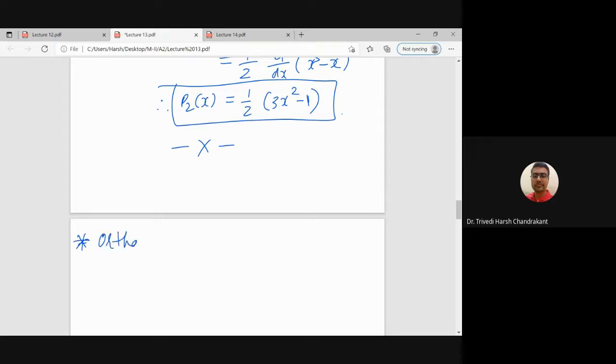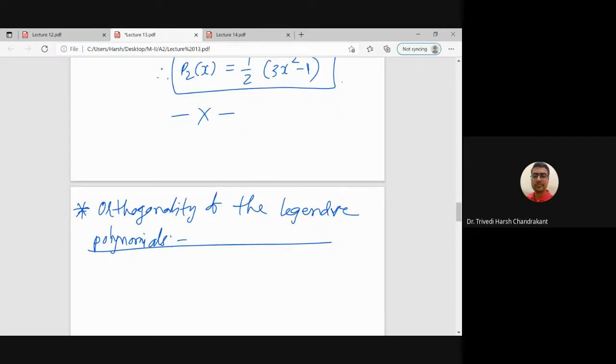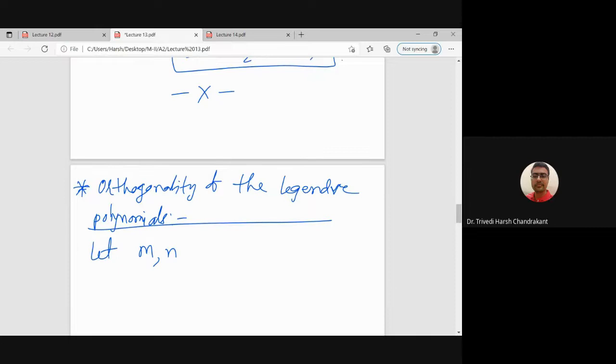So this is regarding orthogonality of the Legendre polynomials. So let us take two non-negative integers m and n, right?